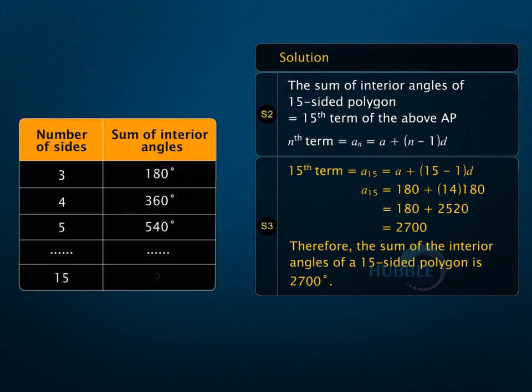Therefore, we find the 15th term of the arithmetic progression, which is equal to the sum of the interior angles of a 15-sided polygon.